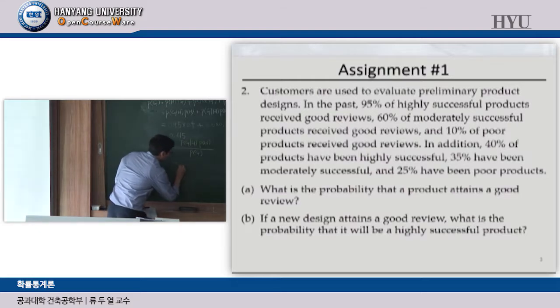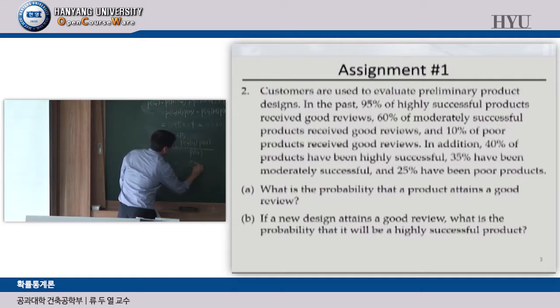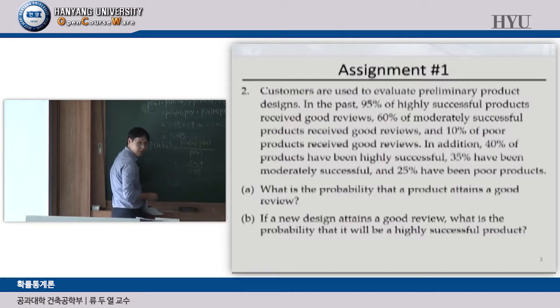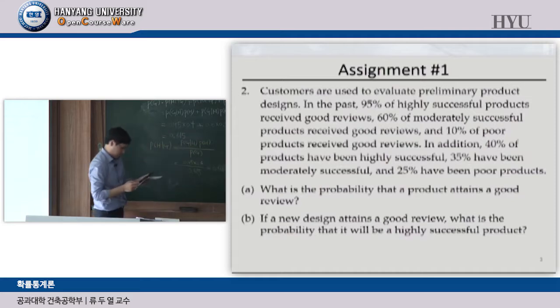So this can be 0.95 multiplied by 0.4 over 0.615. The answer will be 0.618, okay?